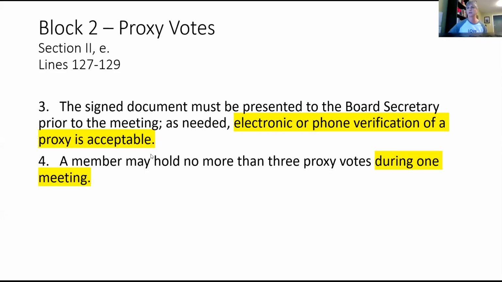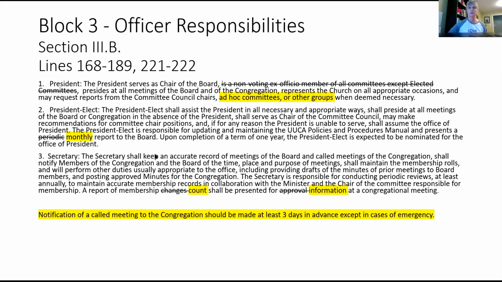Great, thank you. Okay, we're moving on to block 3. Block 3 has to do with officer responsibilities. Again, the changes you see are that any wording that is stricken is obviously removed.